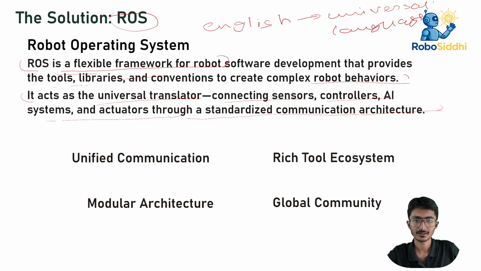Think of it as a common language for every robot, every node, every development module, so they can communicate with each other in a very easy way. What ROS provides us is unified communication, which means there are multiple nodes, multiple systems, and they are just talking with each other in English, or the robot operating system language. That's the most important point for why we use ROS.